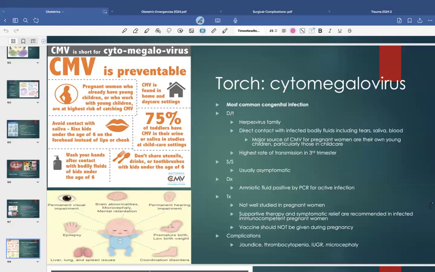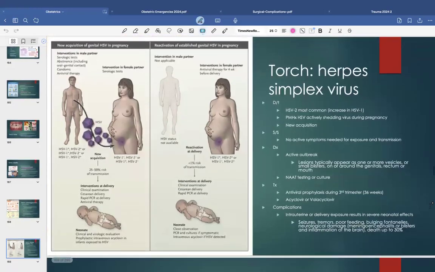Herpes. Herpes type 2 is the most common. 50 million people in the United States have herpes. There is an increase in HSV1 that we're seeing in some populations, especially young women and men. You can transmit herpes without lesions. You don't need to see the lesions to transmit it.